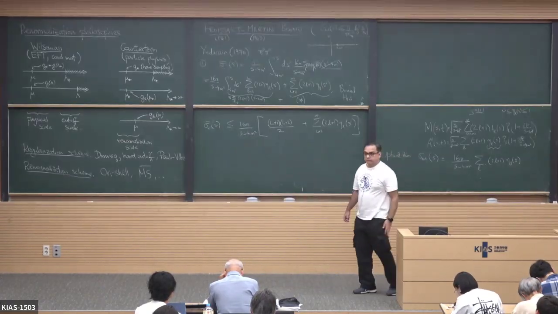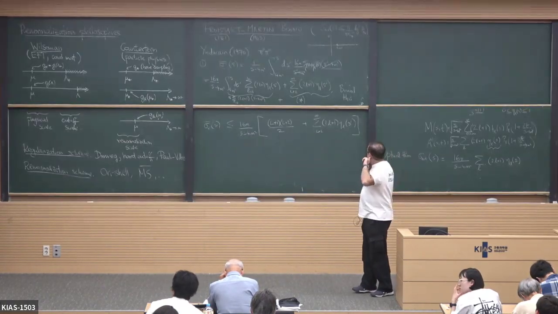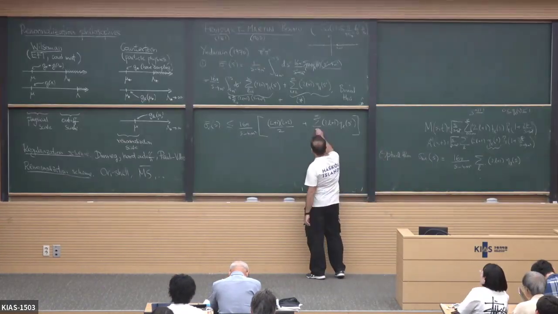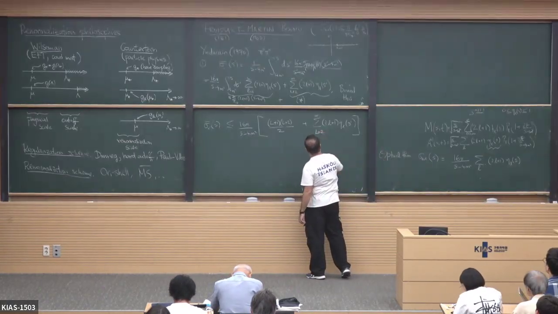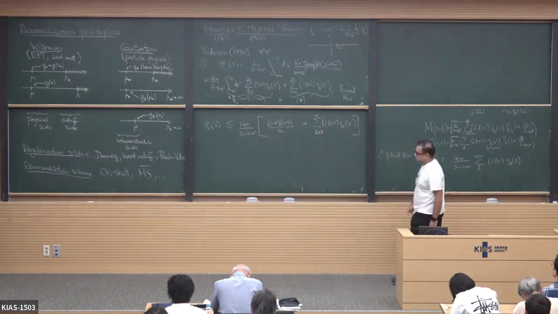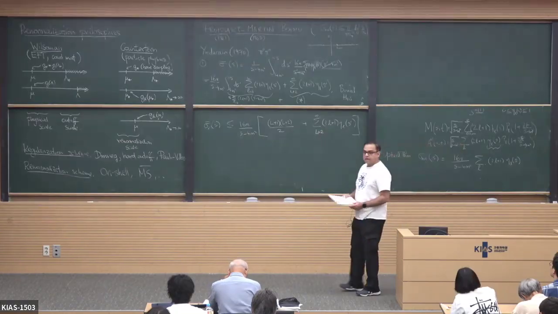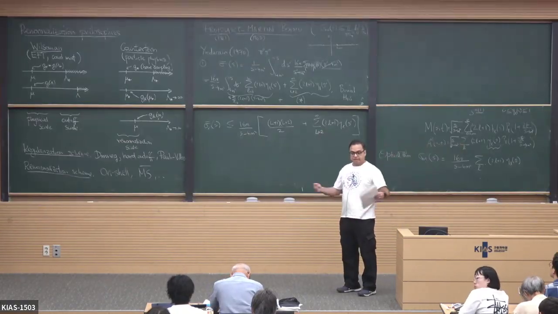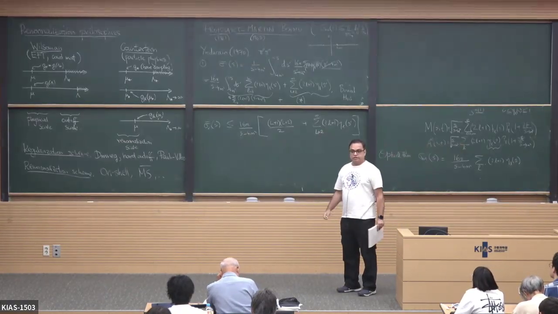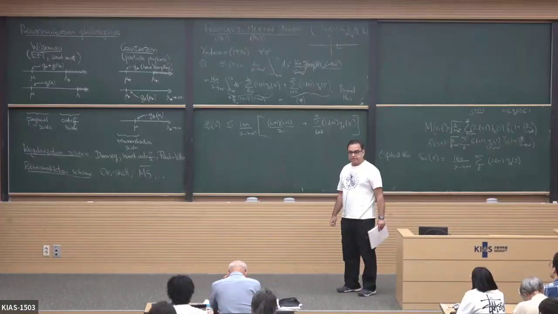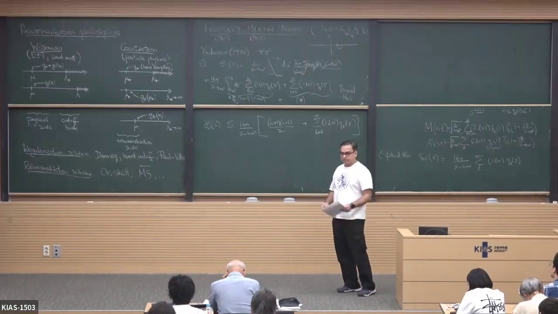Yes. This is L plus 2. Yeah, so you are only summing over even spins because this is identical scalar scattering. So if you are scattering identical scalars, then you don't have the odd spins.